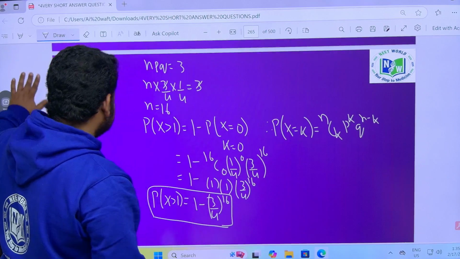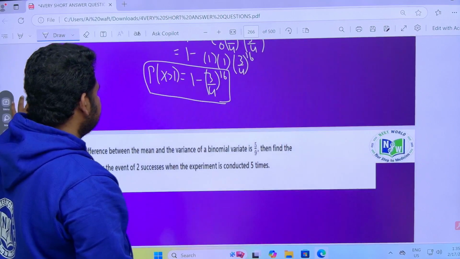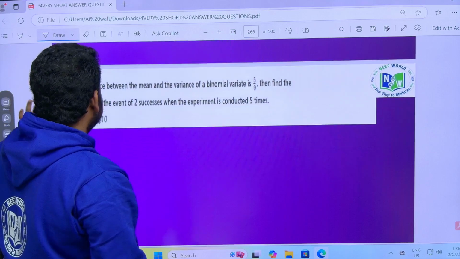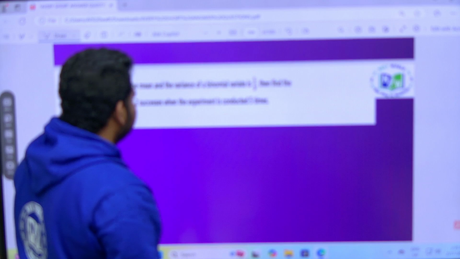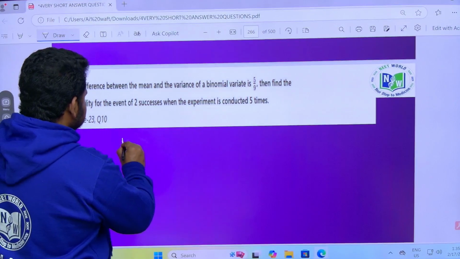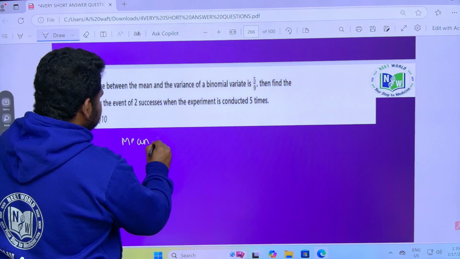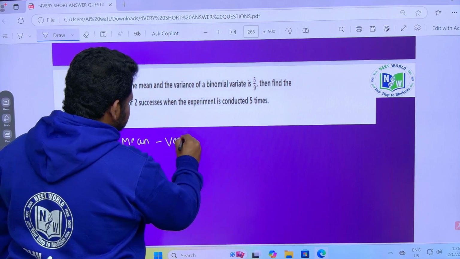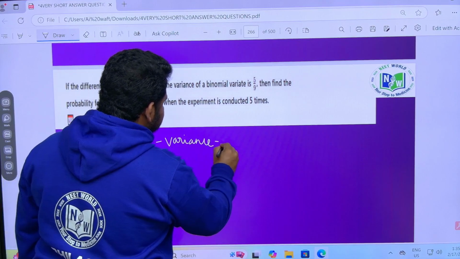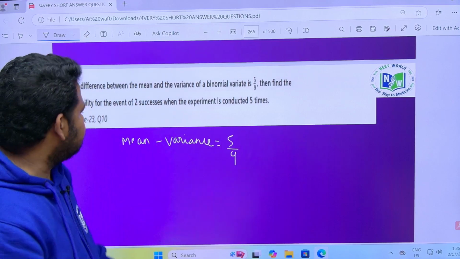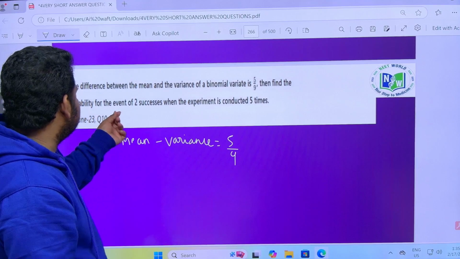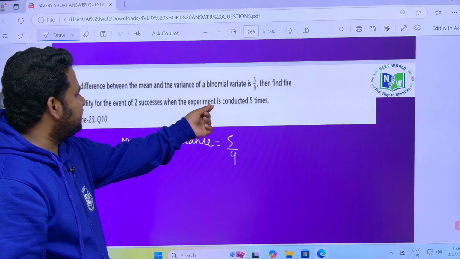Simple. Okay. X greater than 1 means we will find 1 minus P of x equal to 0. Next question: if the difference between the mean and variance of a binomial variate is 5 by 9, then find the probability of 2 successes when the experiment is conducted 5 times.